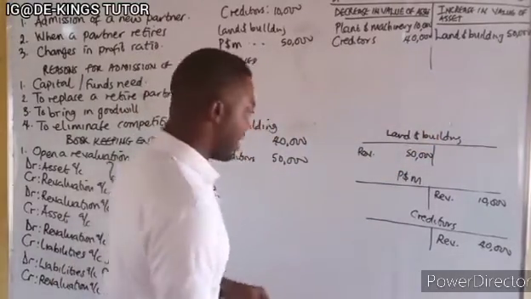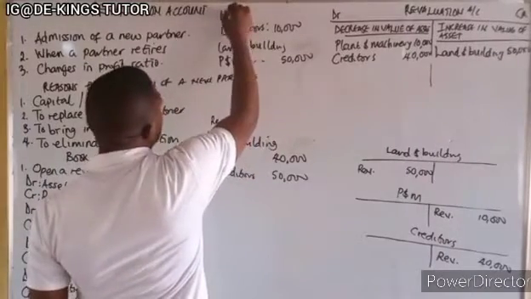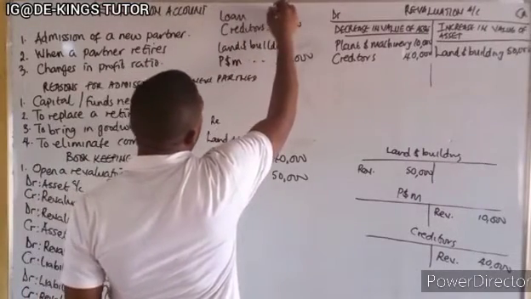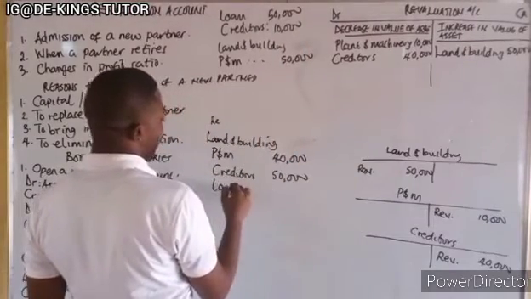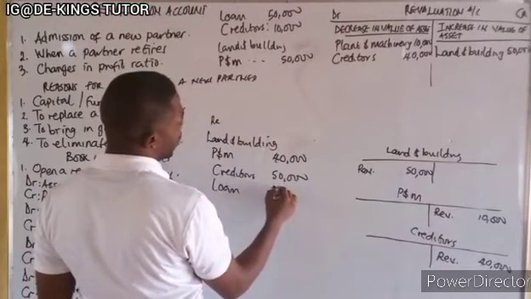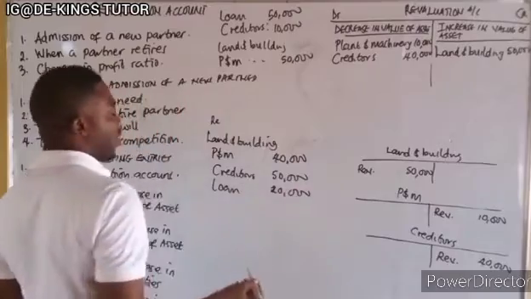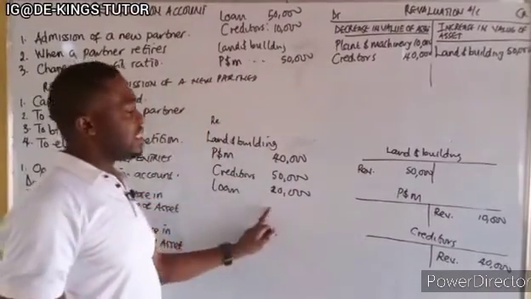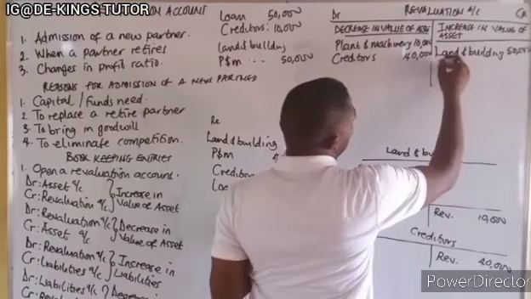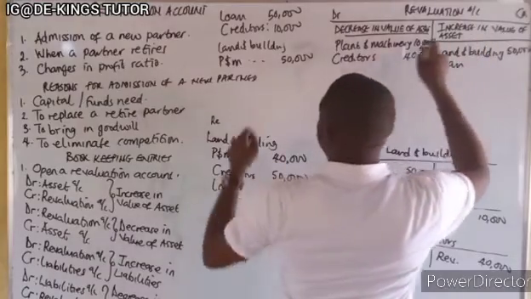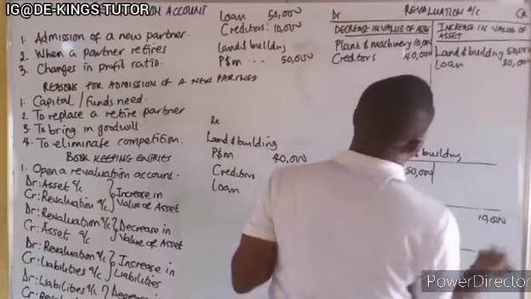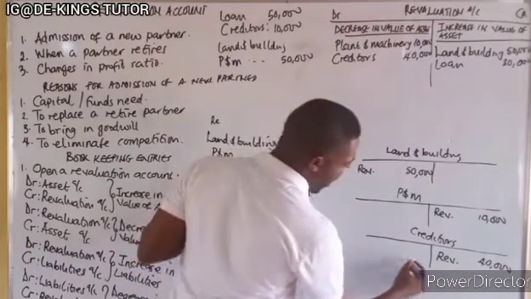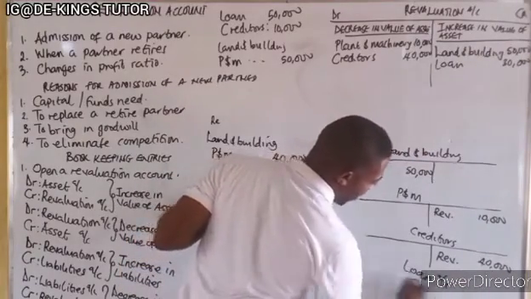For instance, if we have a loan, let's say before now, the loan is 50,000 and now the loan is 20,000. Okay, so it's a decrease. So we'll just come here and write loan. The difference between 50 and 20 is 30,000. Okay, and we'll come here and open a loan account.